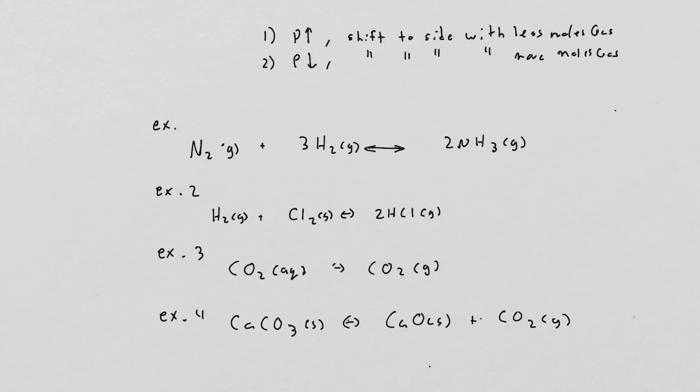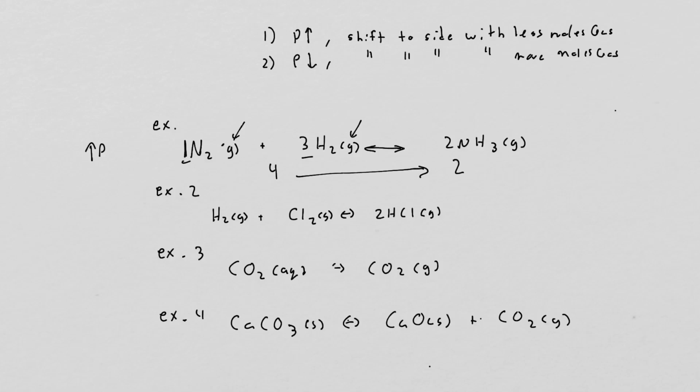So for example, if I were to increase the pressure in the first one, I literally can count the moles of gas. So I've got 1, 2, 3, 4. See the 1 here and the 3 here? I literally add them together, but I make sure I look at what's in the parentheses. So there's 4 moles of gas on the left, and there's 2 moles of gas on the right. So if I increase pressure, it will shift to the right.